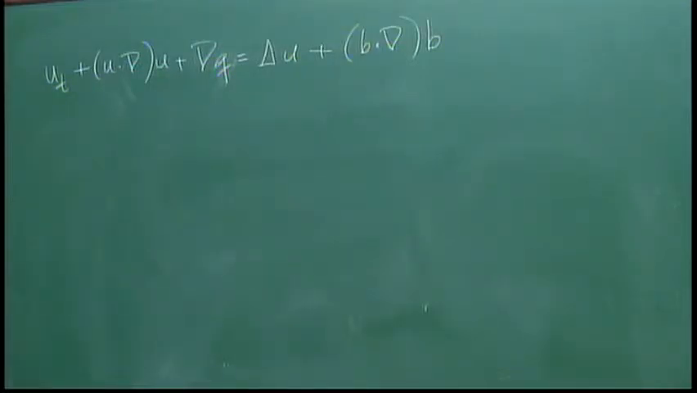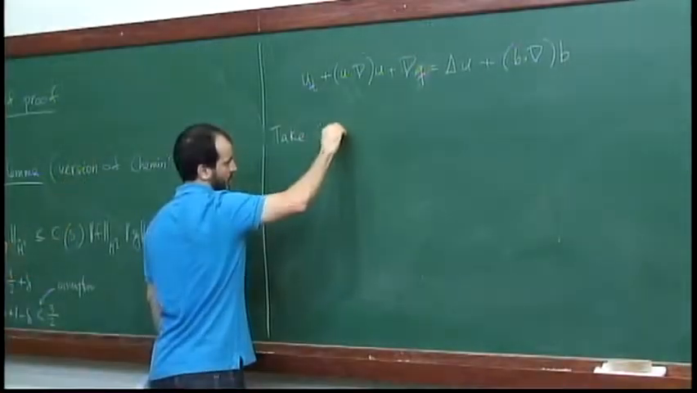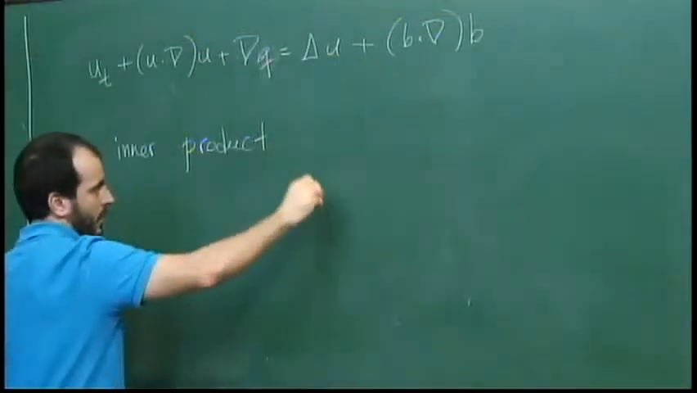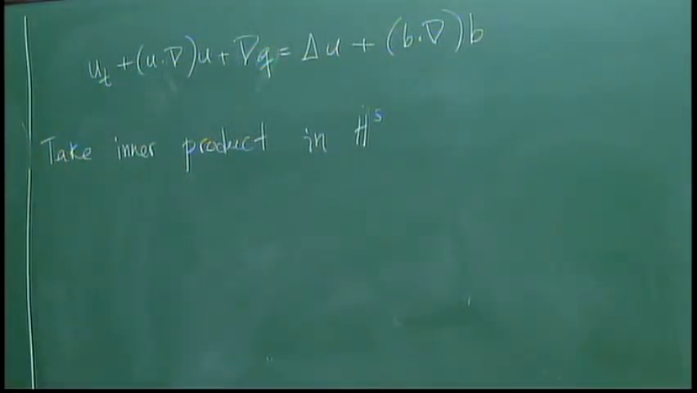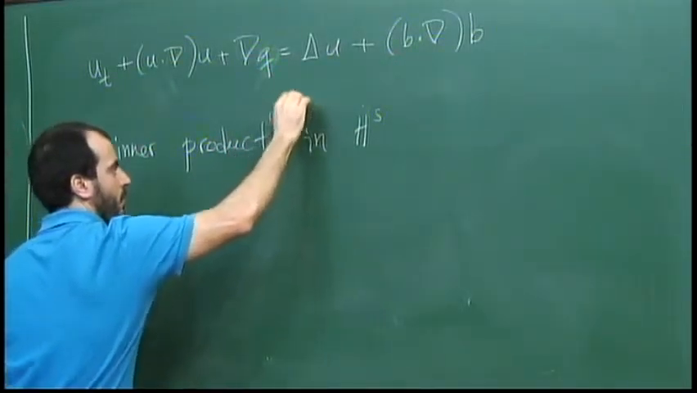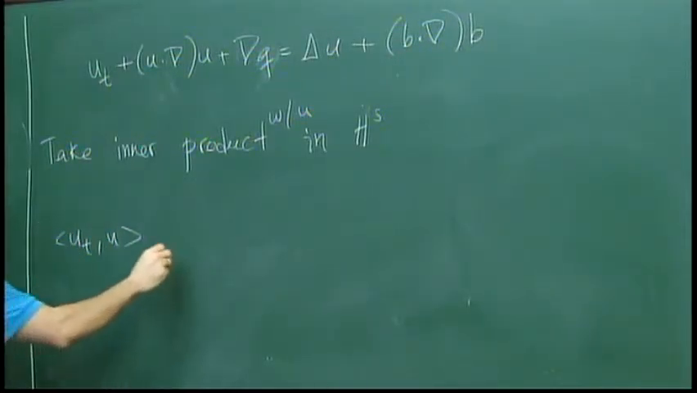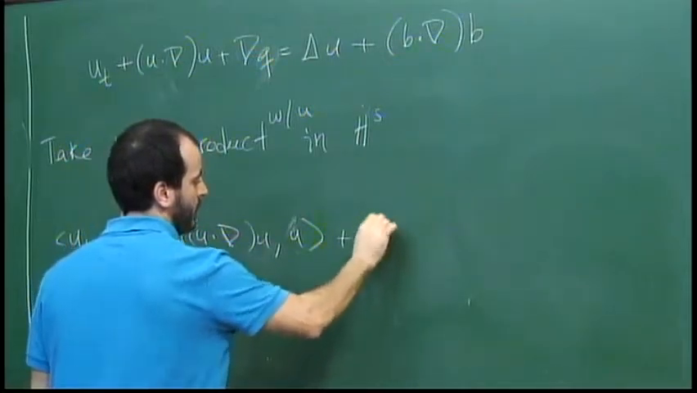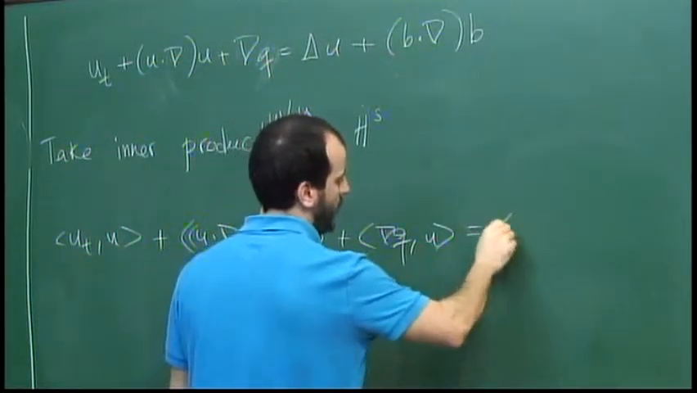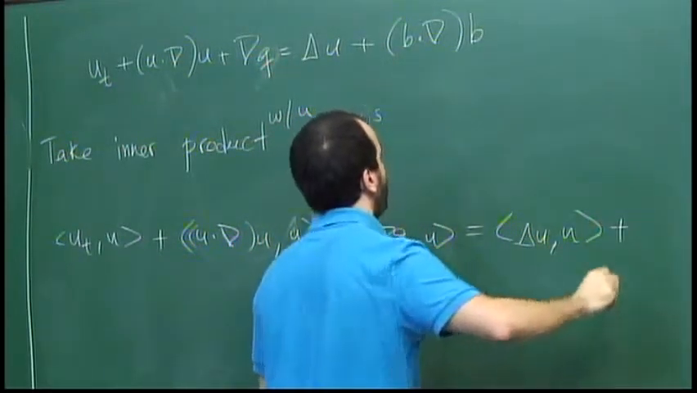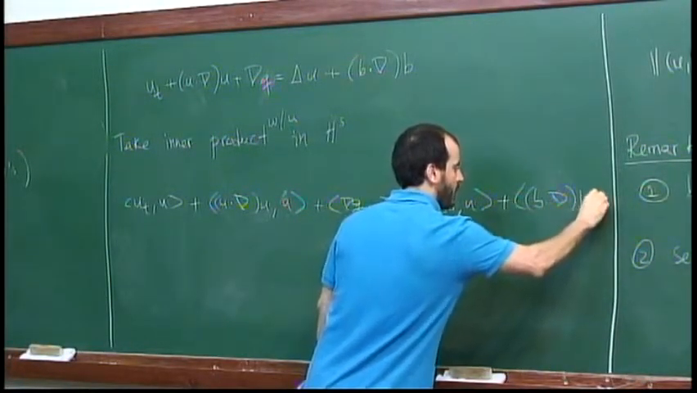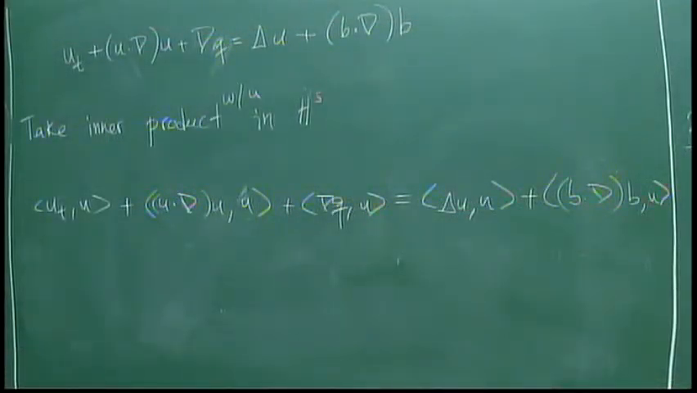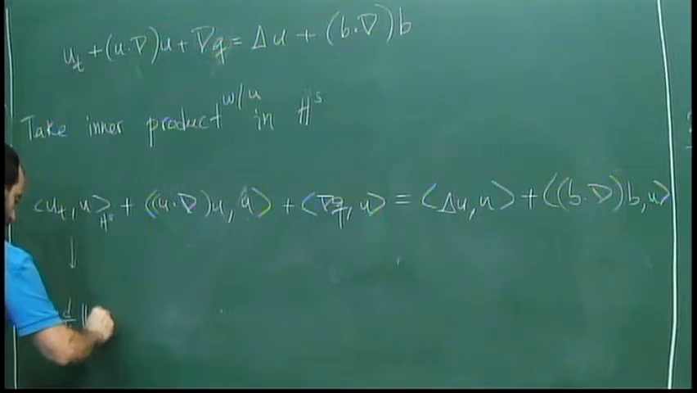This is not going to be really. And then we just take the inner product in HS, in the homogeneous Sobolev space. Here we get the inner product with U. So we have U_t, U in HS plus this plus QU equal to Laplacian U, inner product U, plus this last term B. So what we do here is, these are all HS. So here we can identify this with the derivative. This is the 1/2 the derivative in T of the norm of U in HS squared.